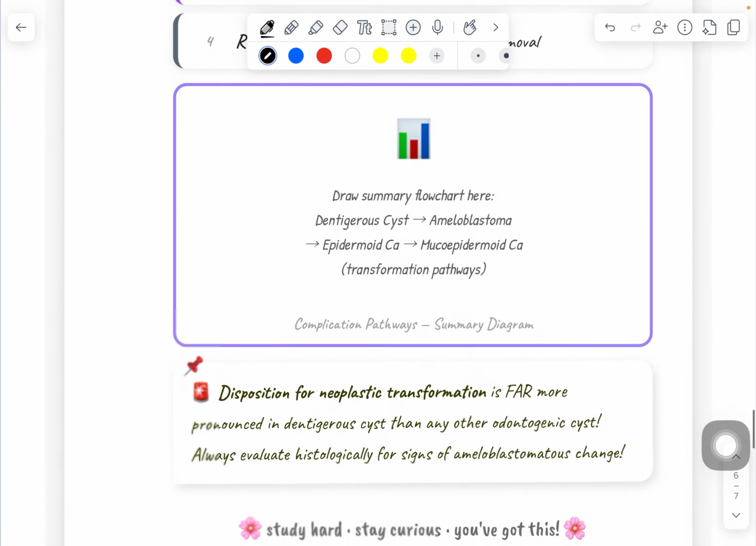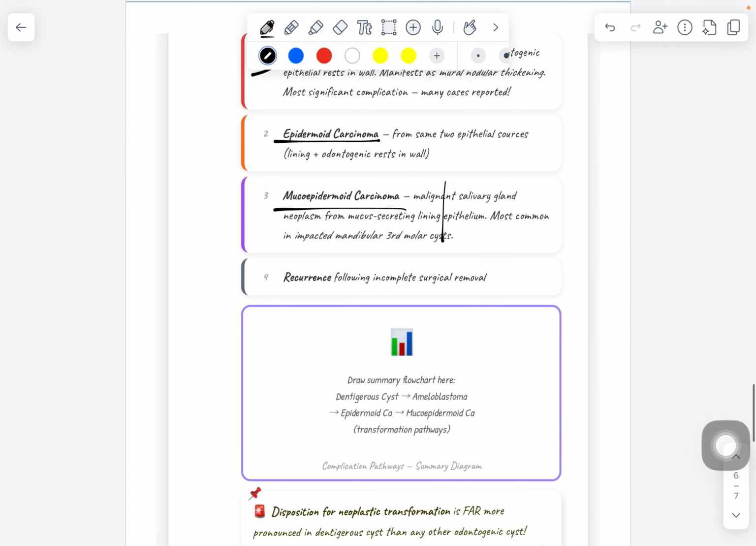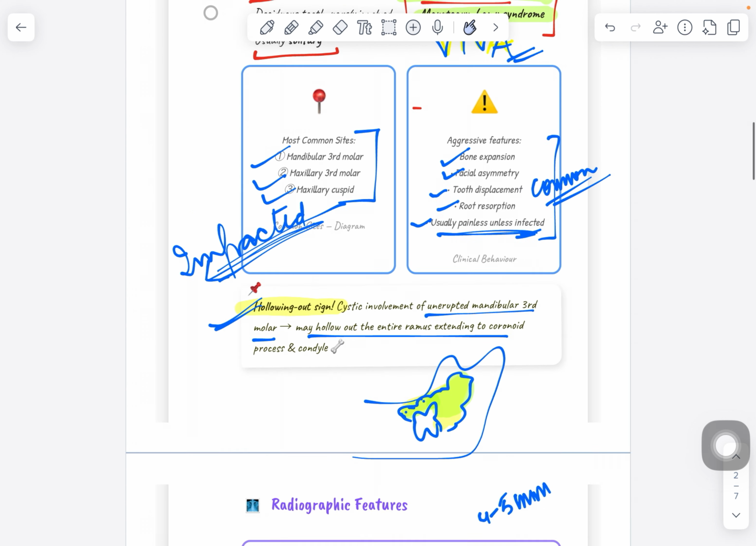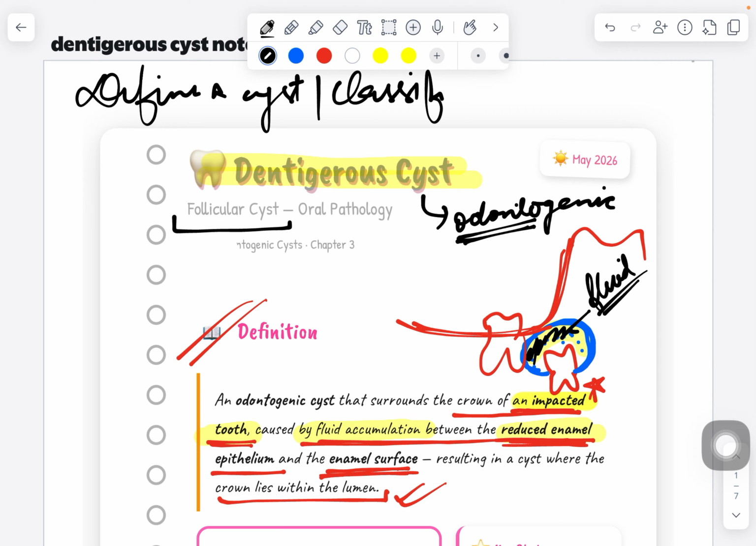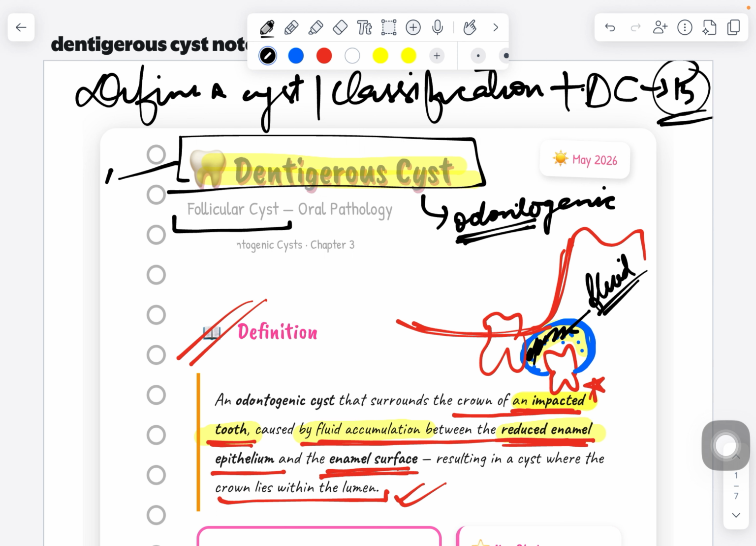Recurrence following. So that's all. This is basically a short question or a long question along with cyst. Like the question can be define a cyst, its classification along with follicular cyst plus dentigerous cyst. It can be a 15 marker question or a dentigerous cyst alone as a 5 marker question. A very important topic. I hope this topic, whatever I explained, is clear to you.